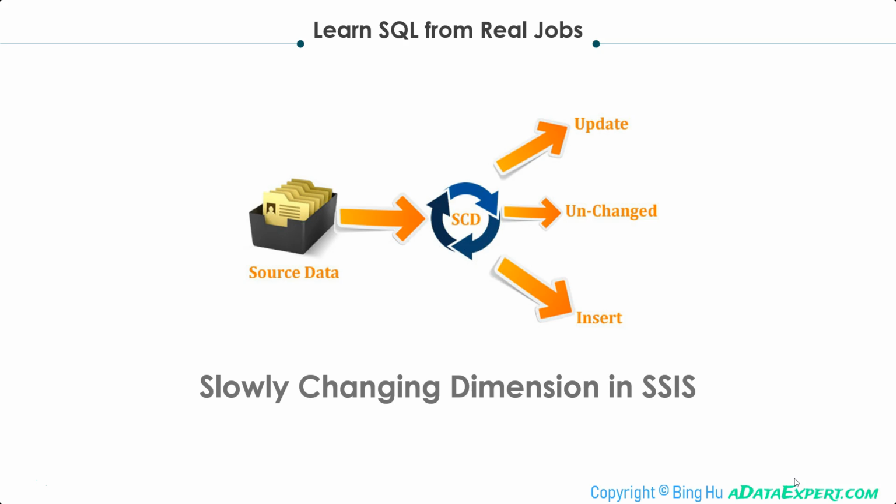In this section, we are talking about slowly changing dimension in SSIS. The slowly changing dimension transformation supports 4 types of change: changing attribute, historical attribute, fixed attribute, and inferred member. Changing attribute changes override existing records. This kind of change is equivalent to a type 1 change.